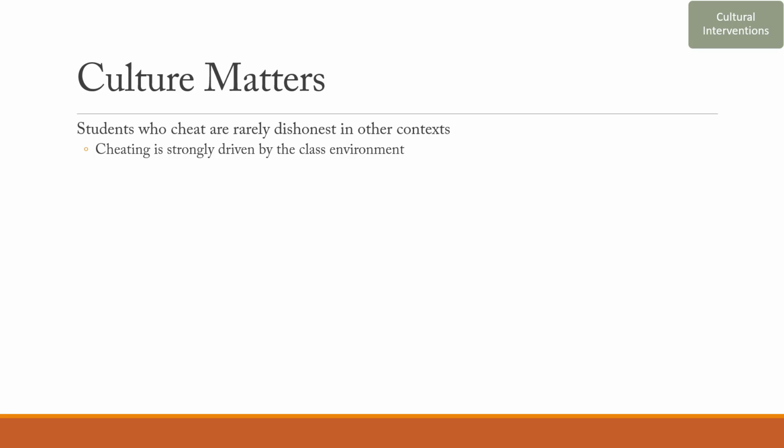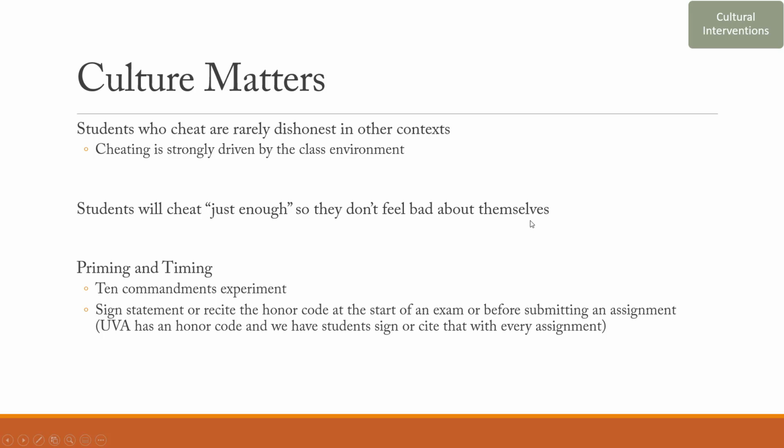Students who cheat are rarely dishonest in other contexts. So cheating tends to be strongly driven by a particular class environment, the nature of the instruction, as well as the nature of the assessment. We also know from the research that students usually will cheat just enough so that they don't feel bad about themselves. And we also know that there's a little bit of a priming and timing issue around cheating as well.